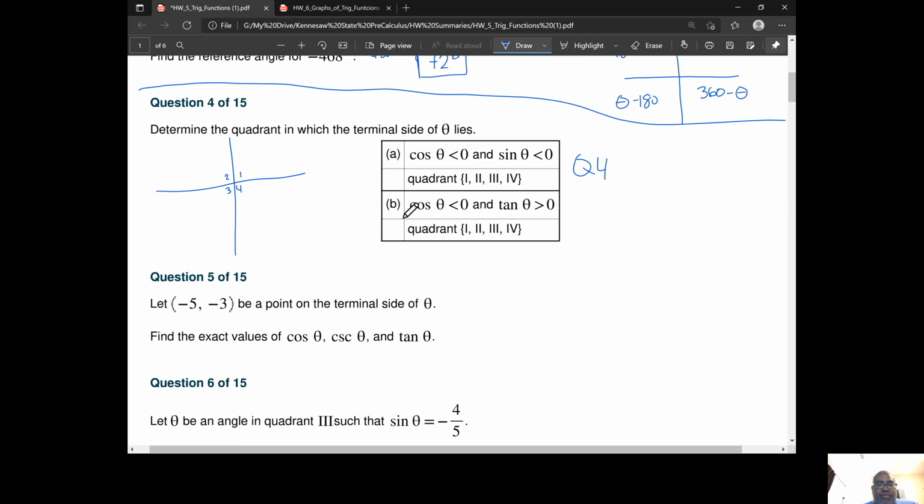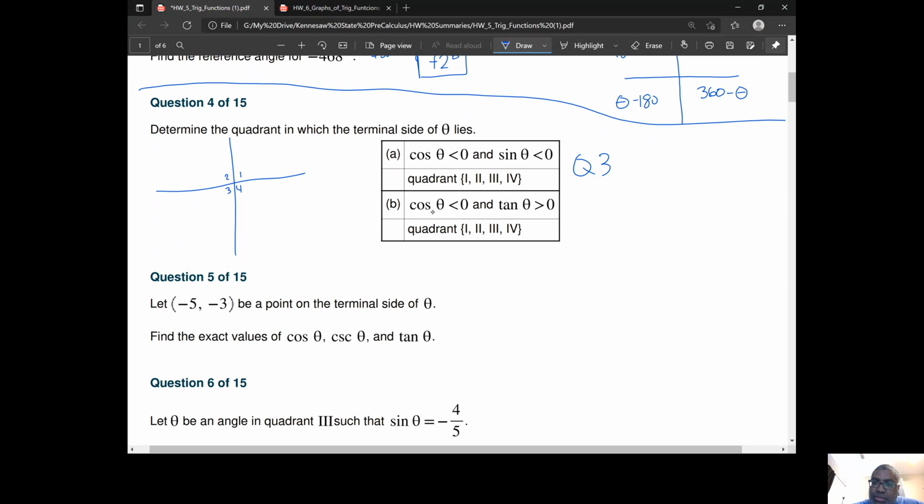Okay. For B, I'm sorry, it's quadrant 3. I can't add. It's quadrant 3. All right, so for part B, cosine is less than 0, so we're in either 2 or 3. And tangent theta is greater than 0.